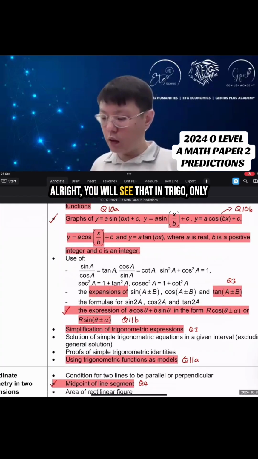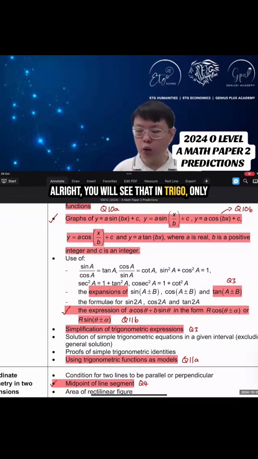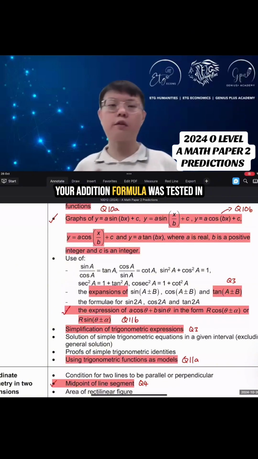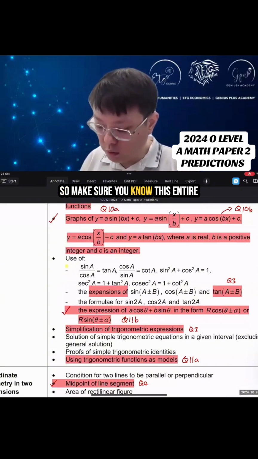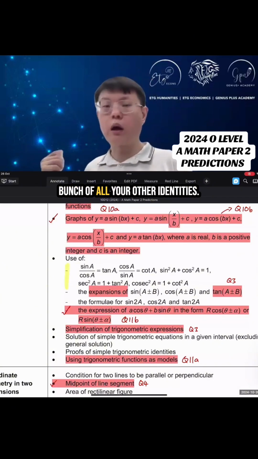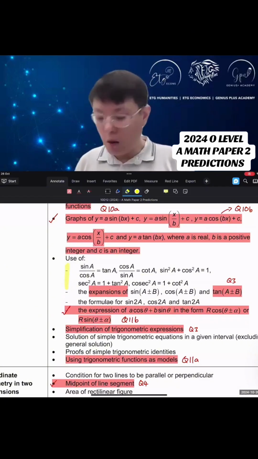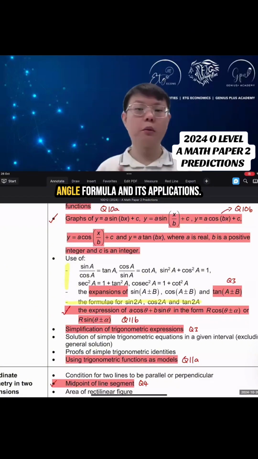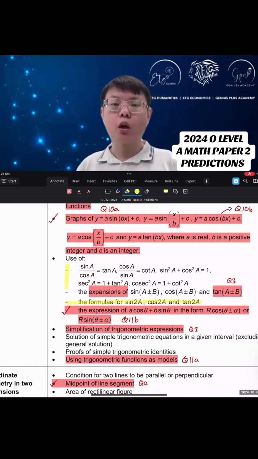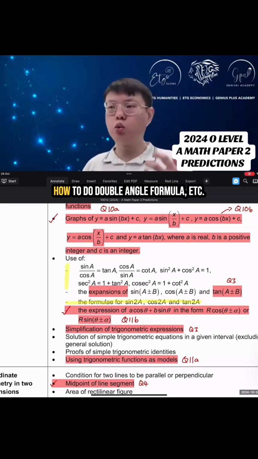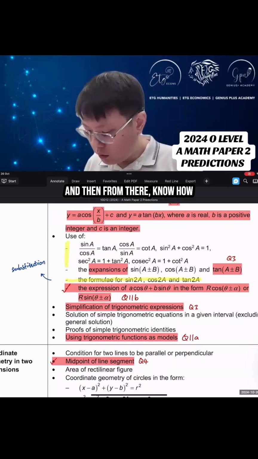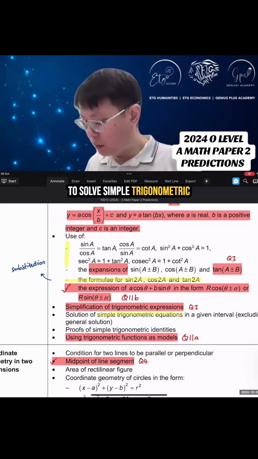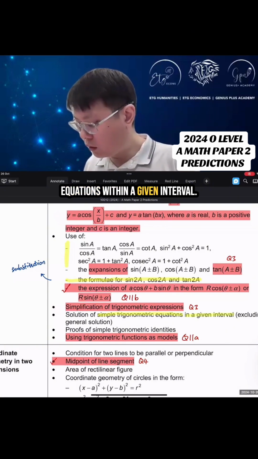You will see that in trigo, only your addition formula was tested in the form of tangent in question 3. So make sure you know this entire bunch of all your other identities. Make sure you know your double angle formula and its applications. Specifically, make sure you know how to do double angle formula, etc. by substitution. And then from there, know how to solve simple trigonometric equations within the given interval.